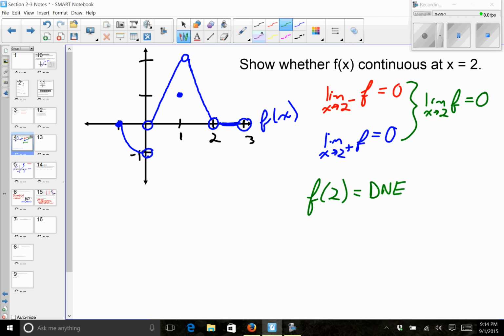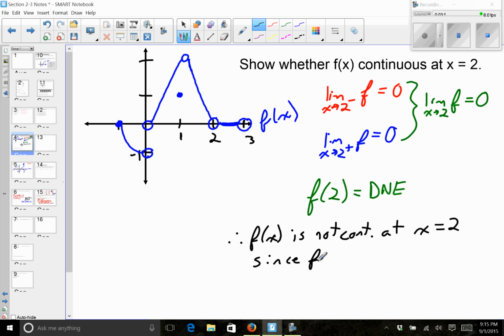So that means that, therefore, and the little triangle of dots means therefore, f of x is not continuous at x equals 2, since f of 2 does not exist. But here at 2, we do have a removable discontinuity.